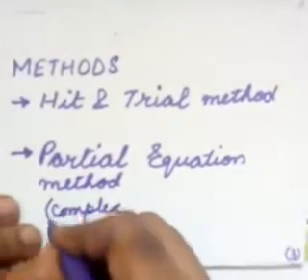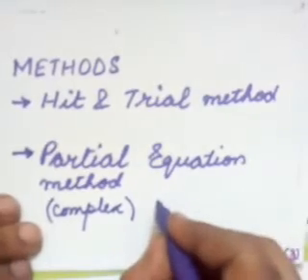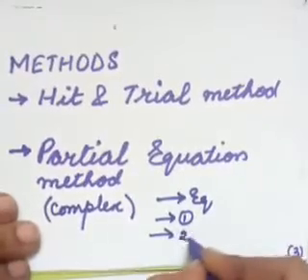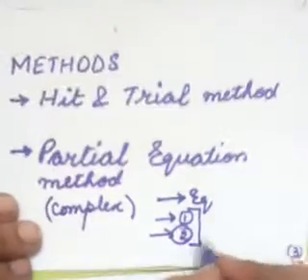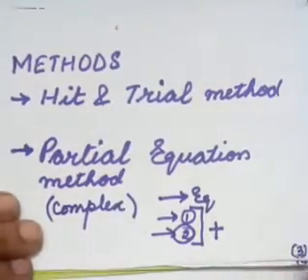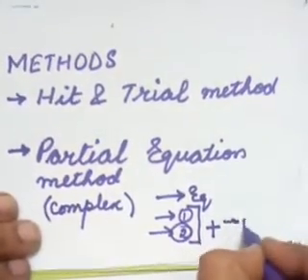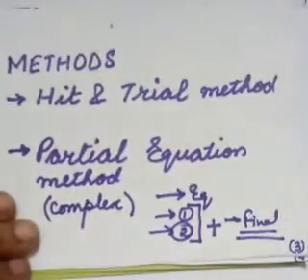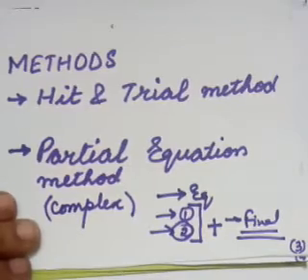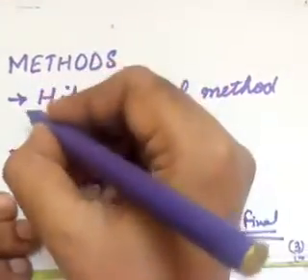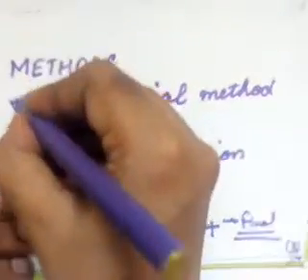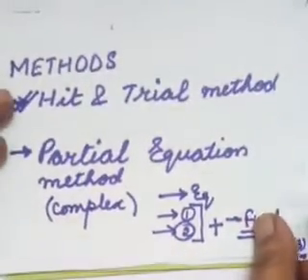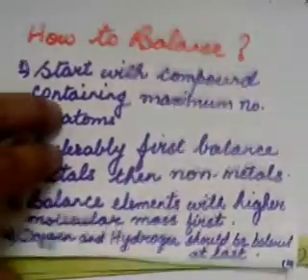So here what happens, one equation will be broken into different equations, and then these equations will be combined, and then we will get the final equation. This method we will not be learning right now, because you will be learning this partial equation balancing method later. Right now for your syllabus, we will only be doing the hit and trial method, how to balance a chemical equation using this hit and trial method.